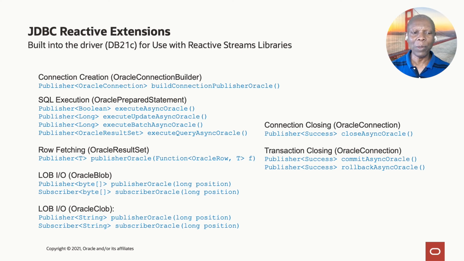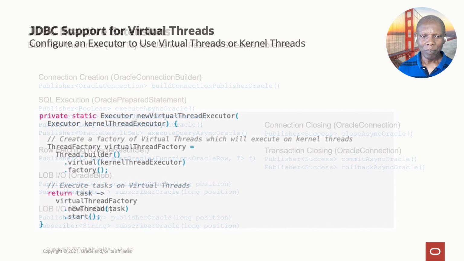For example, execute async Oracle is similar to JDBC execute, but it executes asynchronously, and you don't have to code all the reactive stream API. The reactive extension APIs take care of that for you, right? So that's built into the Oracle JDBC.